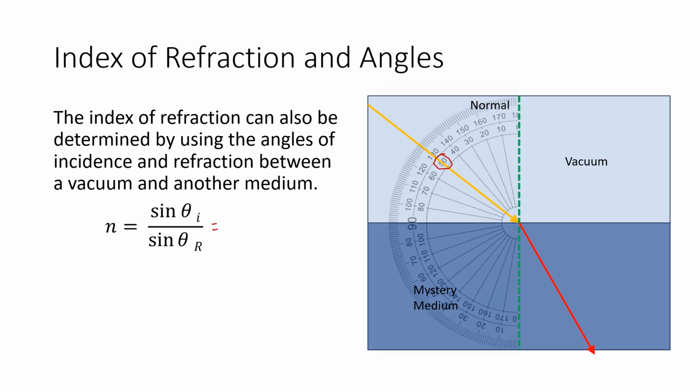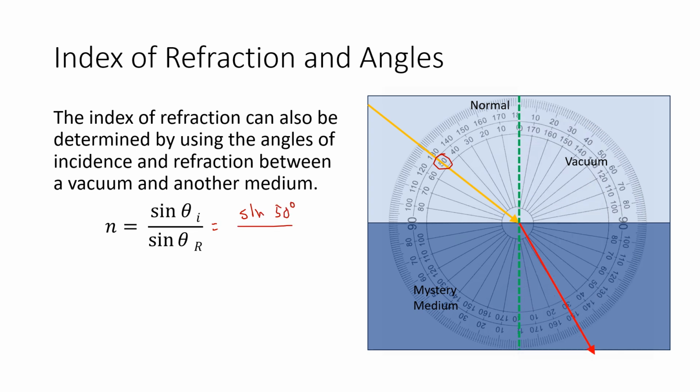So it's going to be sine of 50 degrees. And the angle of refraction is going to be the sine of 30 degrees. So if we type that into our calculator, the sine of 50 is 0.766, and the sine of 30 is 0.500, which means the index of refraction in this substance is 1.53. Same as the other one, so it must be glass.